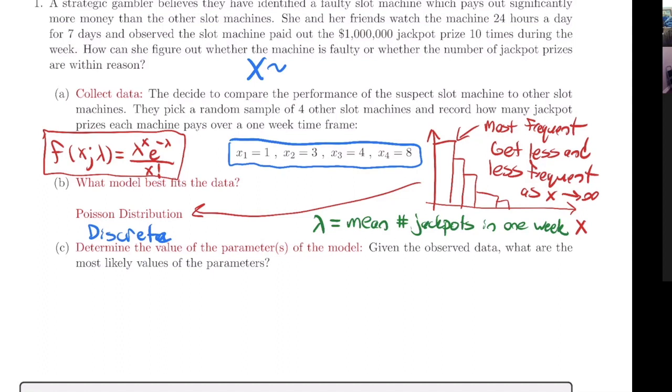So when a distribution has the bar on the left biggest, and then as we move to the right the bars get smaller and smaller, that's where a Poisson distribution would fall. So any questions about where the Poisson distribution came from in this example?